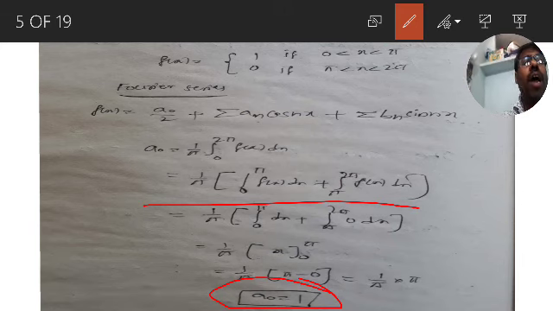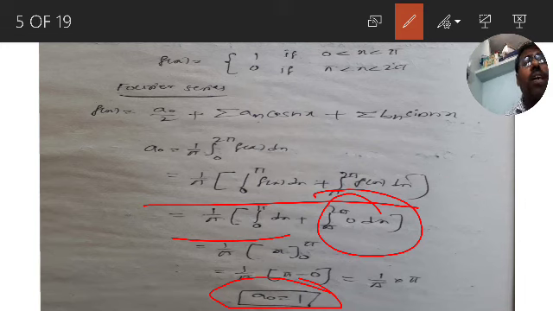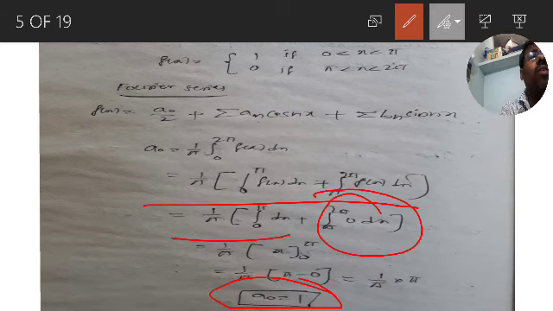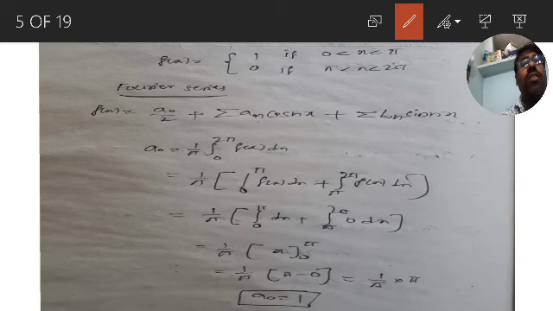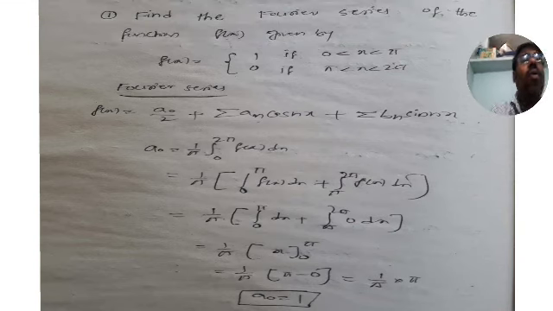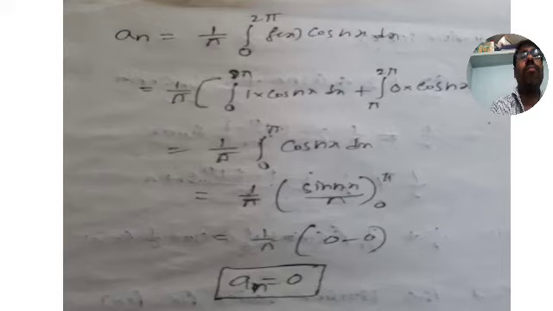0 to pi and pi to 2 pi. In 0 to 2 pi it is 0, so only find this 0 to pi integration. dx integration means x, upper limit minus lower limit, so you get a naught is equal to 1. Now let us find an.